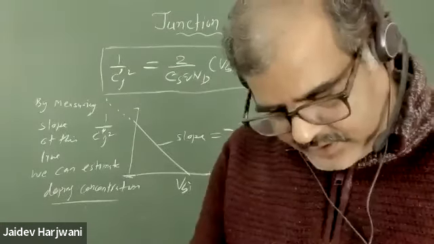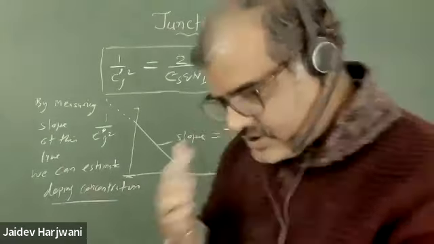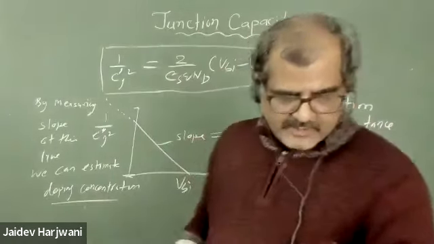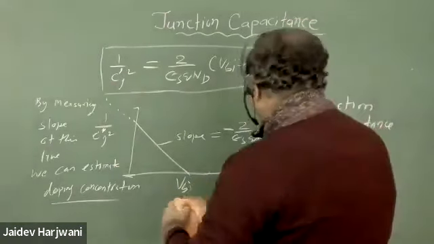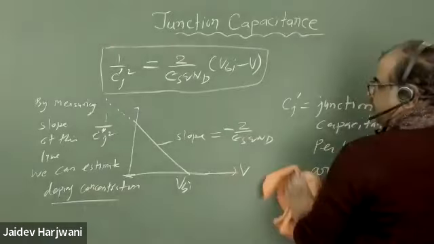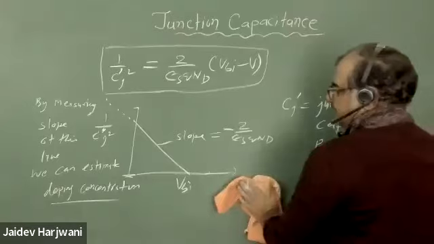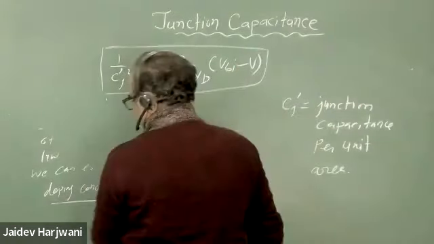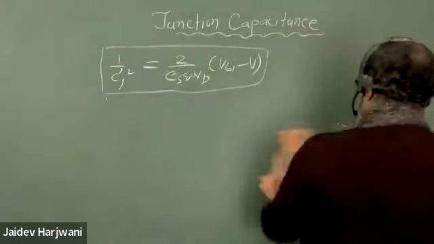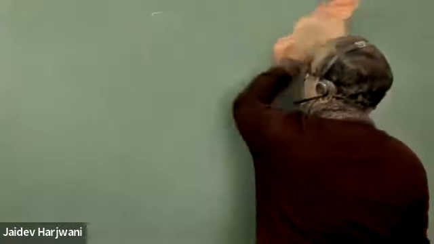Now this was your abrupt PN junction. There's one more type of capacitance, diffusion capacitance also, but we are not dealing with that one. Now similarly, I can erase this one and do it for your linearly graded junction. This was the abrupt junction; now I'm considering the linearly graded junction.